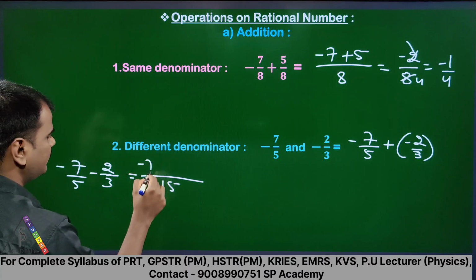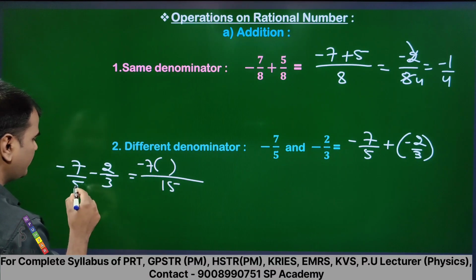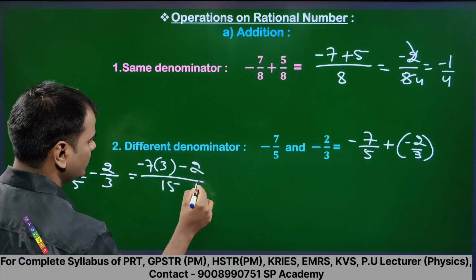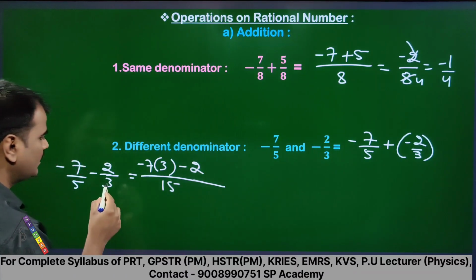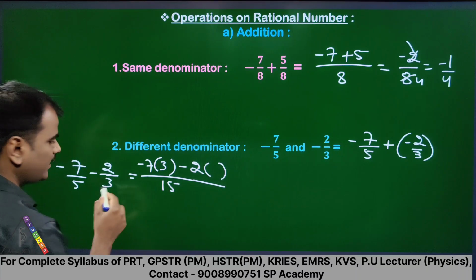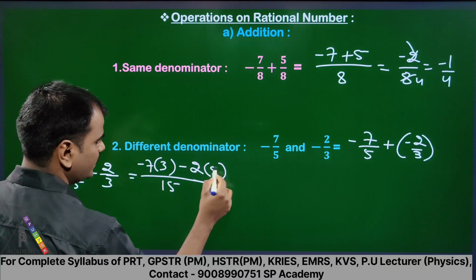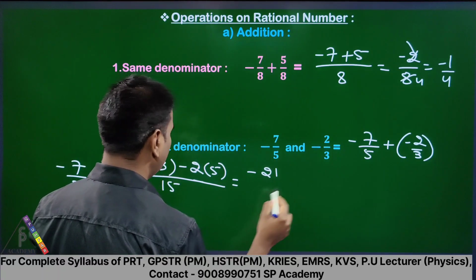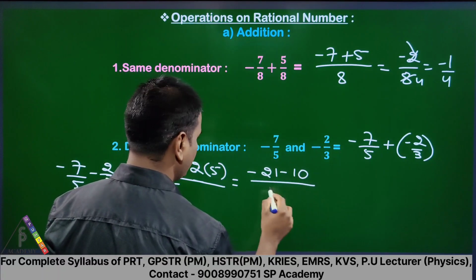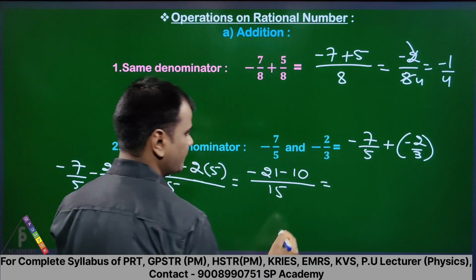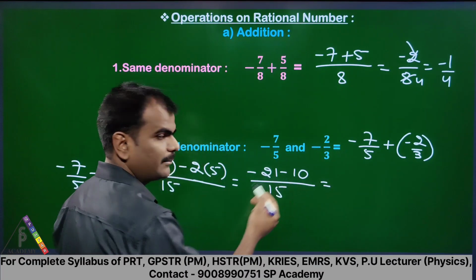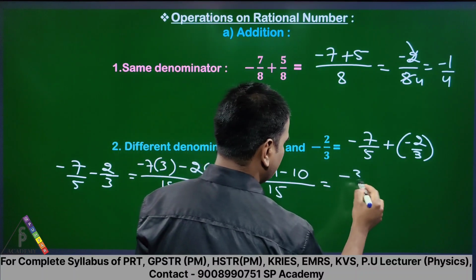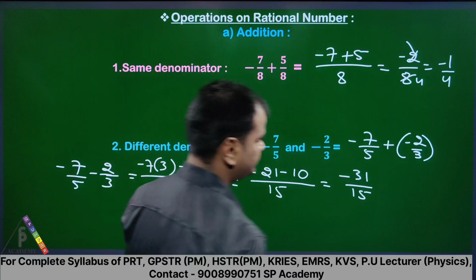Next, minus 7 you multiply with some number into 5 that gives 15, that is 3. Minus 2 into some number with 3 that gives 15, therefore 5. Therefore minus 21 minus 10 by 15. Since the signs of both numbers are the same, we add and write the same sign. Therefore minus 31 by 15.